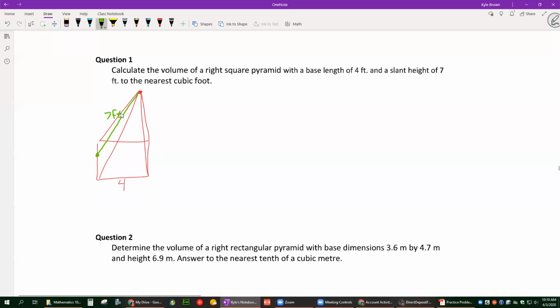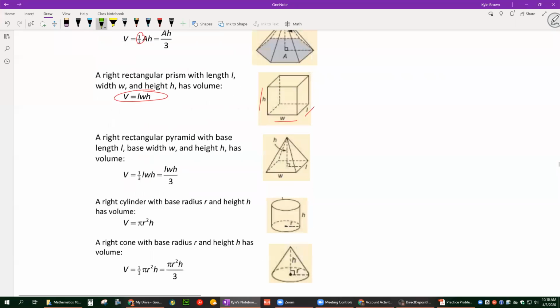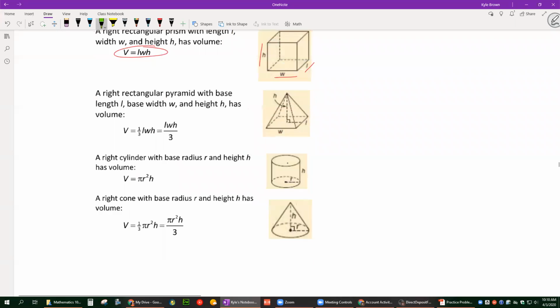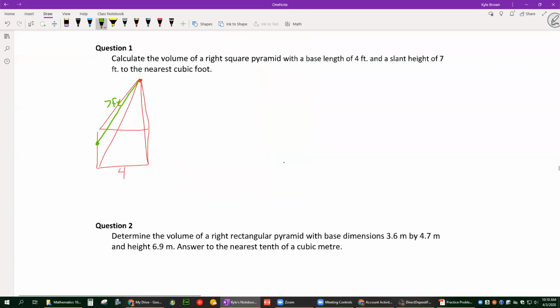Now that we have our picture drawn, what I usually like to do is write out the equation I'm going to need. The equation we're going to need would be this one: 1/3 length times width times height. Again, you're going to want your formula sheet for this unit, so have that beside you when you're doing questions or on the computer. So the volume is going to be 1/3 length times width times height.